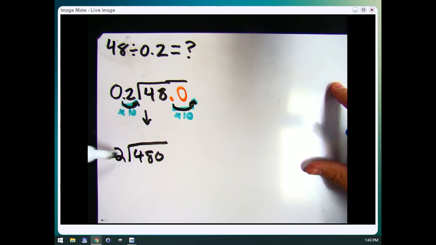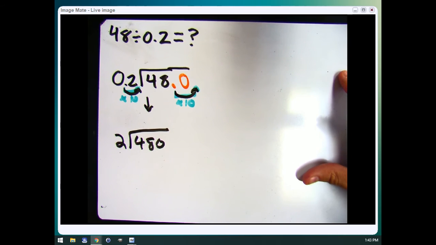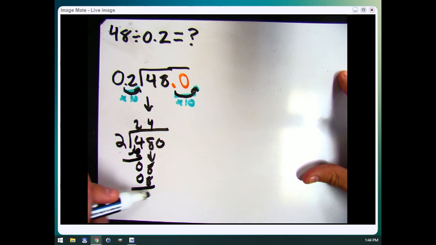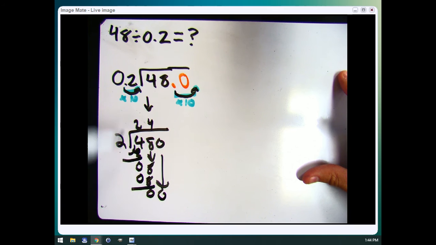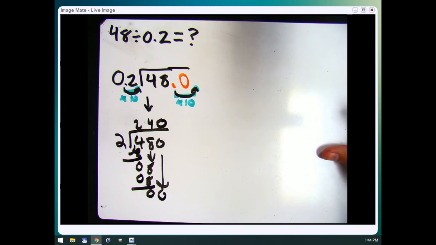After that, I'm just going to divide like I would normally divide. 2 goes into 4 two times. That's 4, 0 left over. Drop my 8. 2 goes into 8 4 times. That's 8, 0 left over. 2 goes into 0 0 times. Okay, so this is what I get for my quotient.